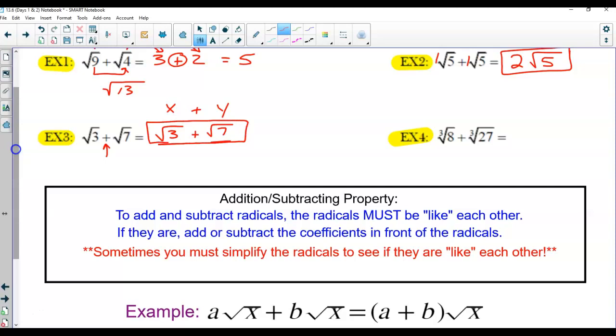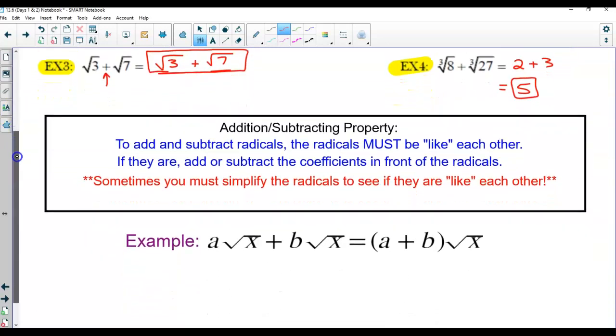Well, example 4, we're going to look at some cube roots. They're the same thing. What is the cube root of 8? It's 2, plus what's the cube root of 27? It's 3. So those two, when I add them together, they should equal 5. So what do we get here?